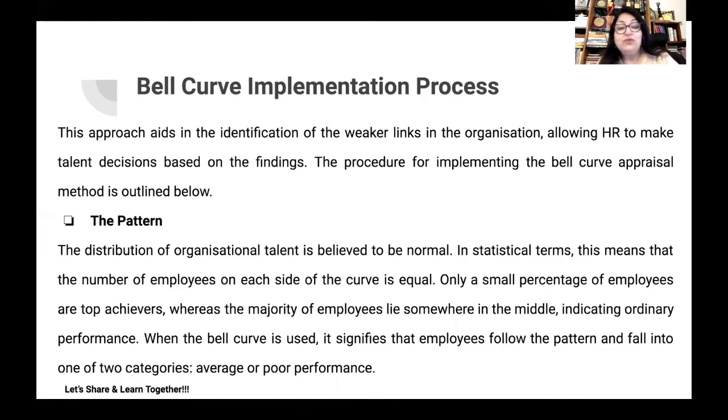Since the distribution of organizational talent is believed to be normal, which means in statistical terms that the number of employees on each side of the curve is going to be equal. And since we know that only a small percentage of people are going to be high performers, the majority of the employees lie somewhere in the middle, and a small percentage would then be in the lower category, which is the poor performance category. So when the bell curve is used, it signifies that employees follow the pattern and fall into one of the two other categories, which is average or poor performance. So that's the first thing that we need to consider here.